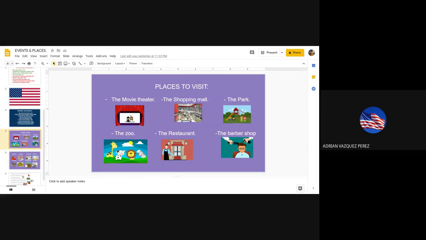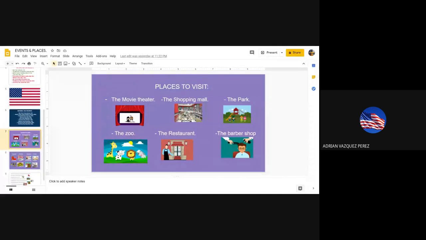Then another place to visit is the shopping mall. Also, we have the park. The zoo. The restaurant. The barber shop.